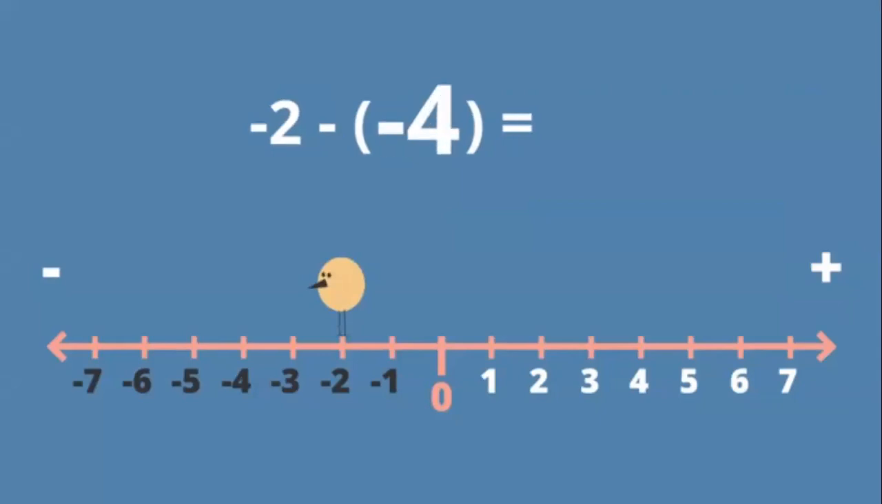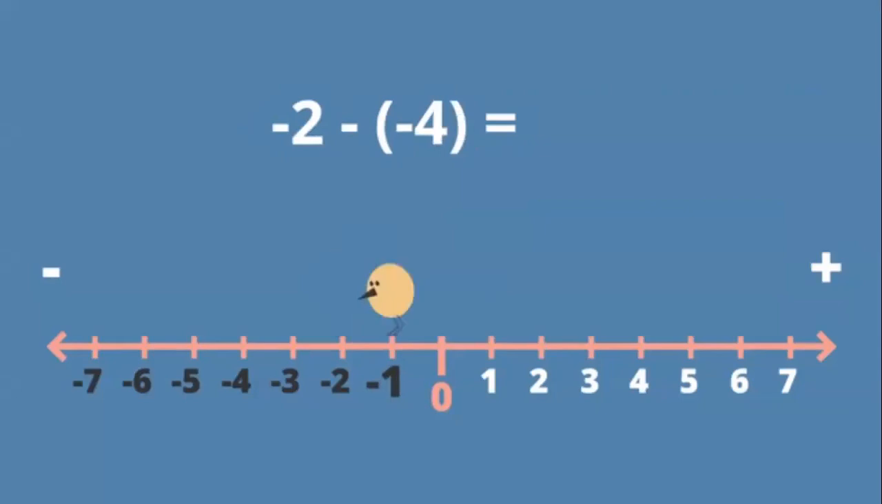Our second number is a negative 4. Therefore, our bird will move backwards 4 spaces. Our bird landed at positive 2, and that's our answer. Negative 2 minus negative 4 equals 2. Let's recap.